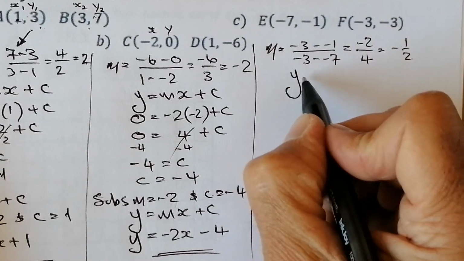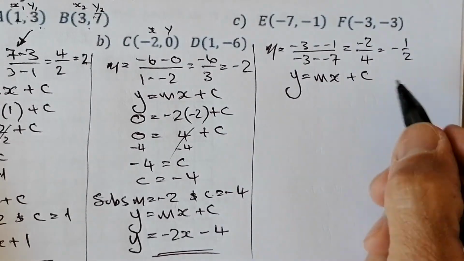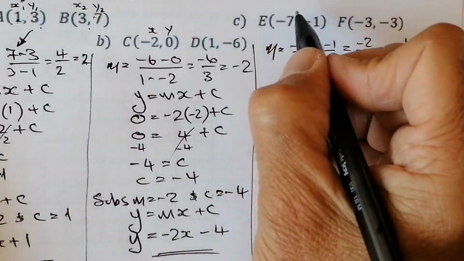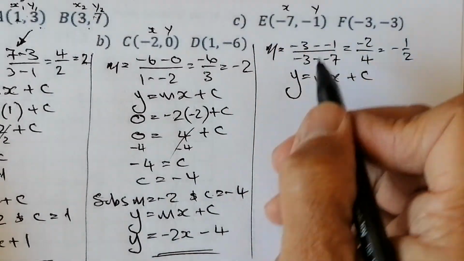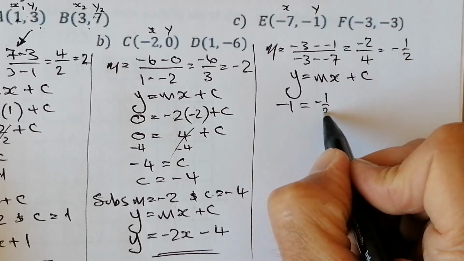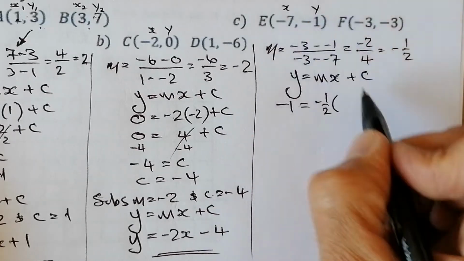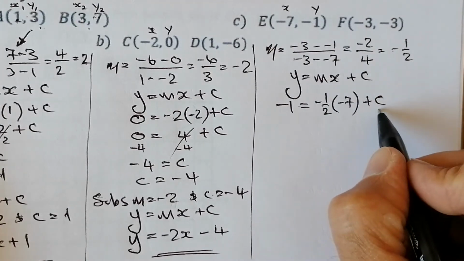I'm then going to substitute into the equation, y equals mx plus c. I'll just go for the first point each time, so x and y. So I've got negative 1 is equal to my gradient, which was minus a half. The x value here is minus 7, and I've got plus c, and this is what I'm trying to work out.